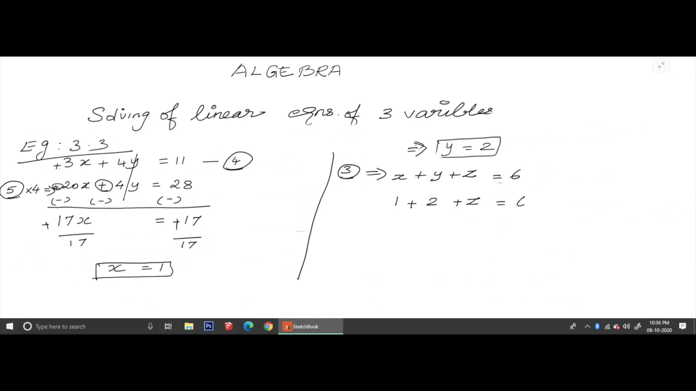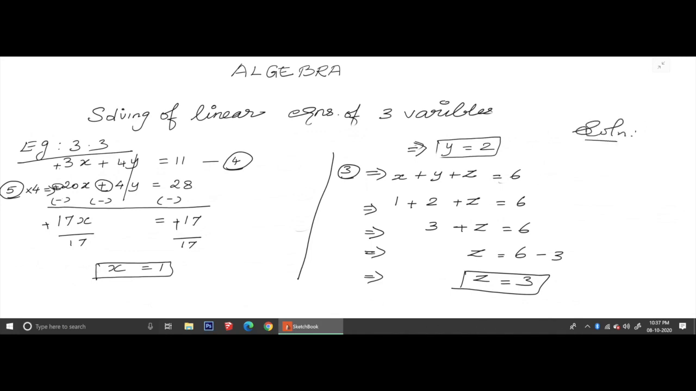That is, this implies 3 plus z is equal to 6, and this implies that z is equal to 6 minus 3, and what is your z then? It is 3. So at the end you can write, you're asked to find the solution, isn't it? You can write solution, x is equal to 1 and y is equal to 2 and your z is equal to 3. Clear? Yes, we'll move to the next one.